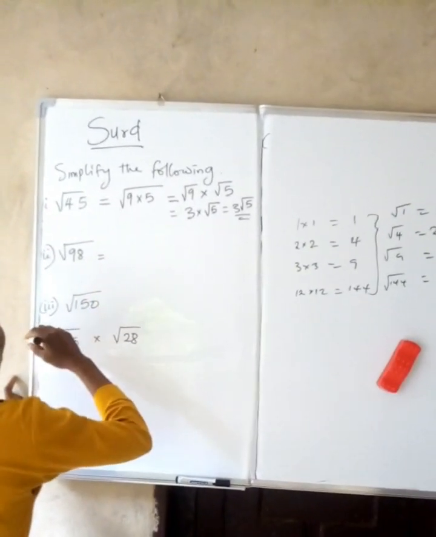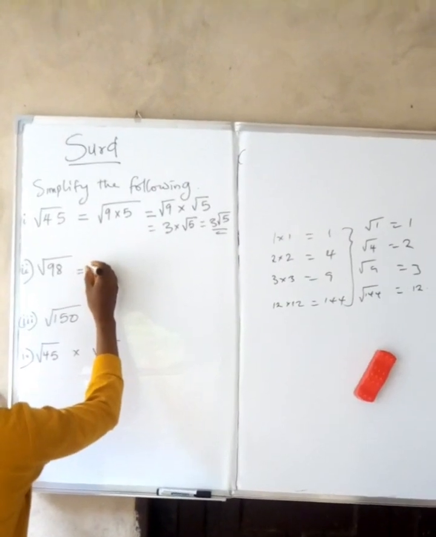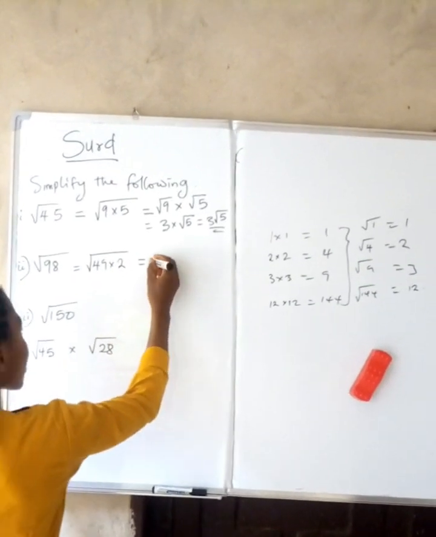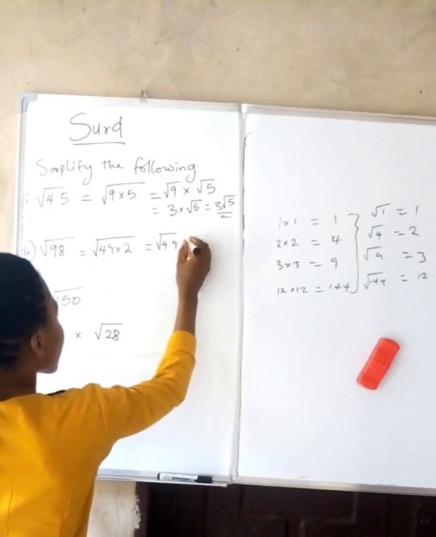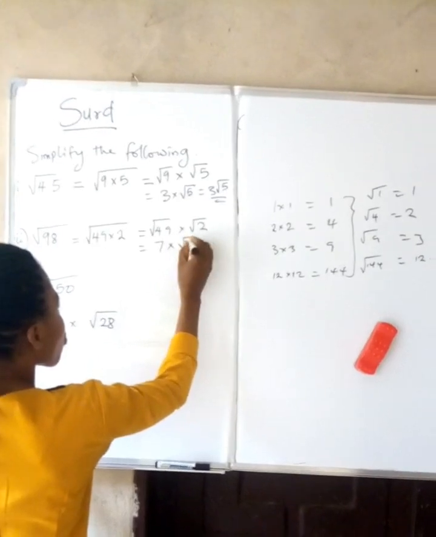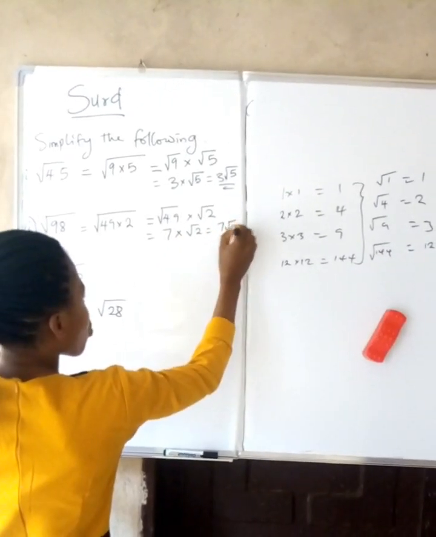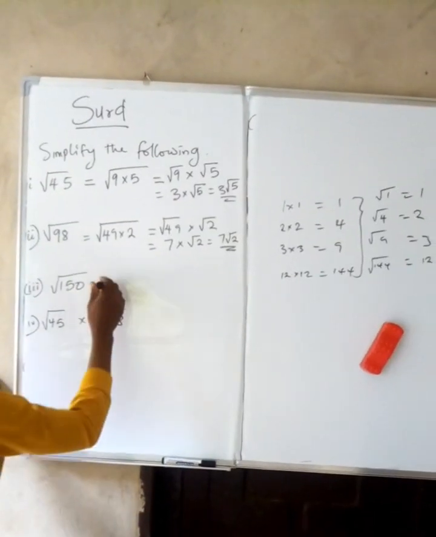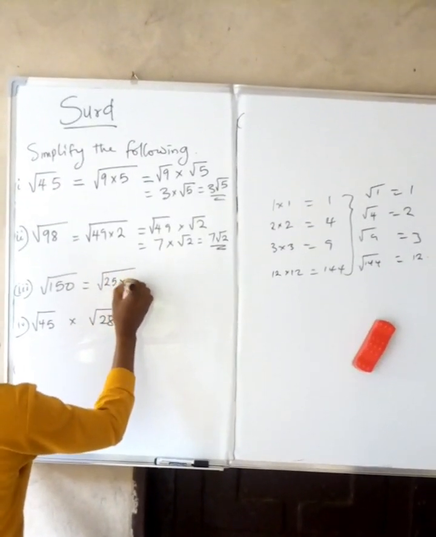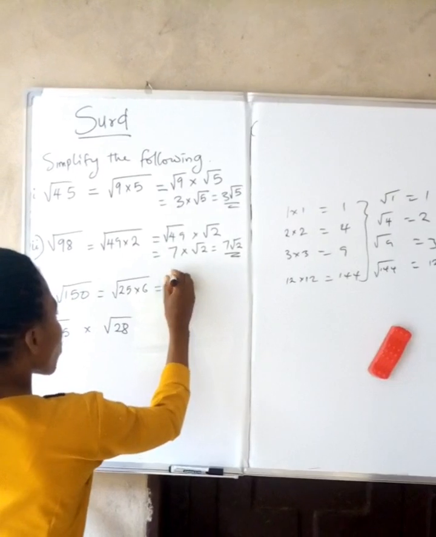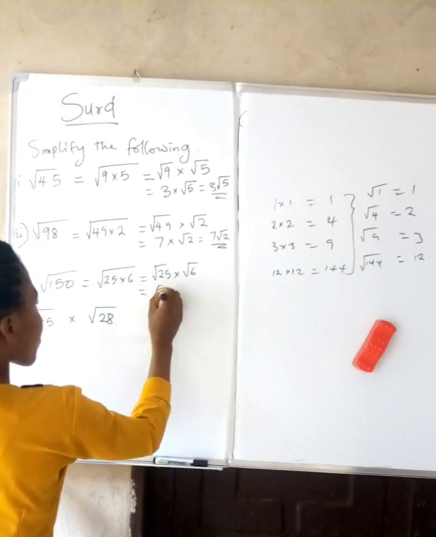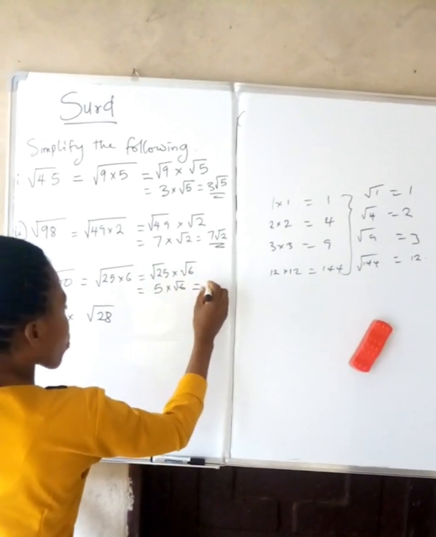Coming to this, root 98 is equal to root 49 times 2. And this gives us root 49 times root 2. This gives us 7 times root 2, and this gives us 7 root 2 as the answer. Now coming to the third one, root 150 is root of 25 times 6. This equals root 25 times root 6. This equals 5 times root 6, and this equals 5 root 6.